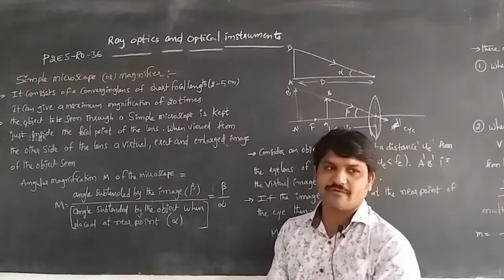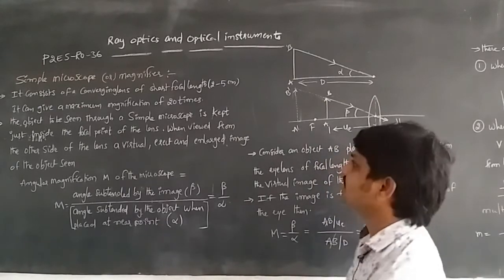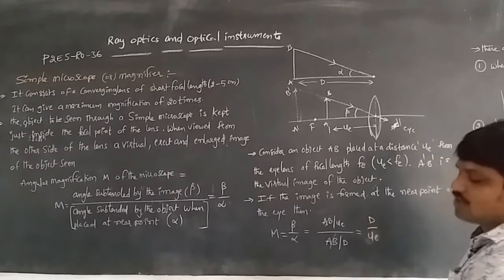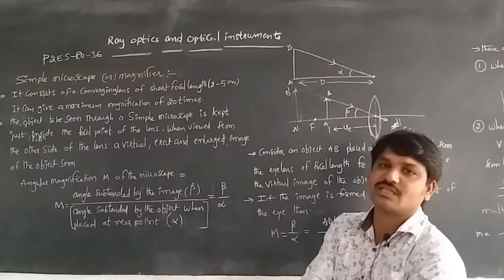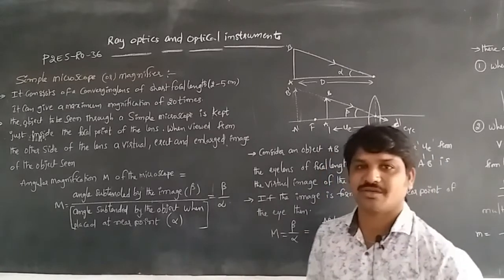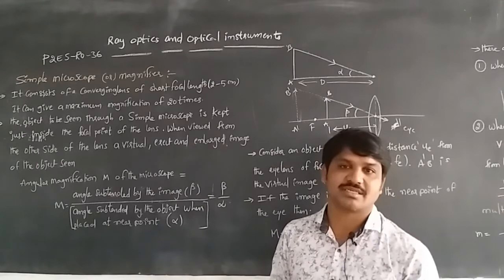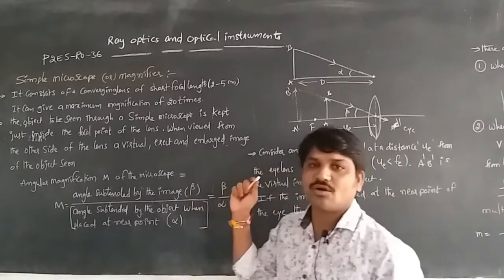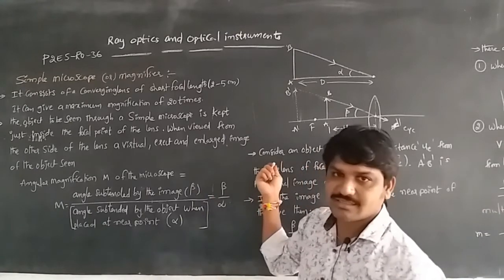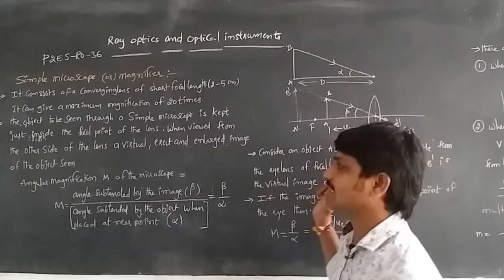It consists of a converging lens, called a convex lens or biconvex lens, of short focal length, about 2 to 5 centimeters, which can magnify the image of the object about 20 times. So the simple microscope consists of a convex or converging lens of small focal length.